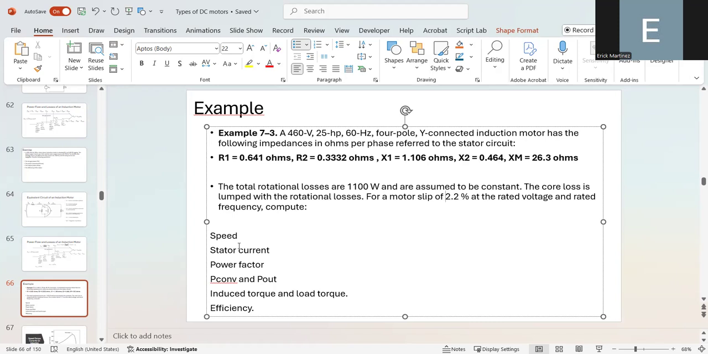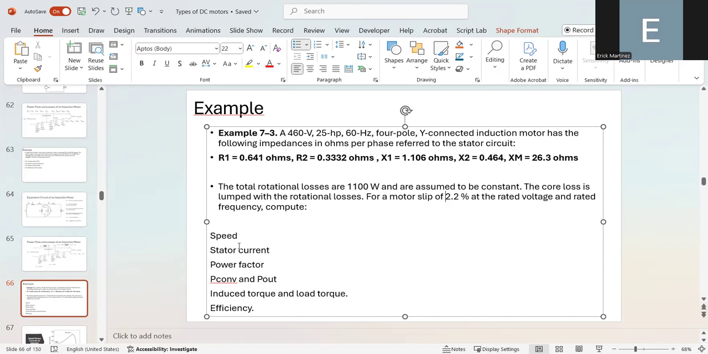And we need to compute the power factor, the converted power, and also the output power. And also we need to compute the induced torque. Okay, that is another point. The induced torque and the load torque.